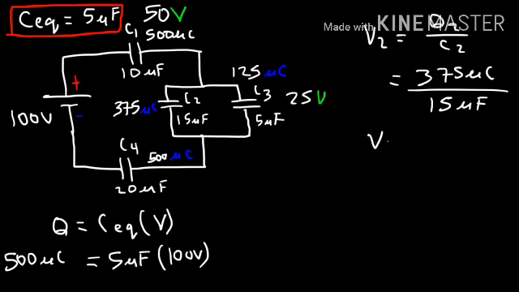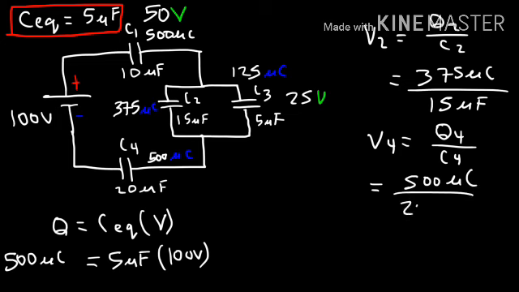Now to calculate the voltage across C4, it's going to be Q4 divided by C4. The charge is 500 microcoulombs and the capacitance is 20 microfarads. So 500 divided by 20 will give us a voltage of 25 volts.